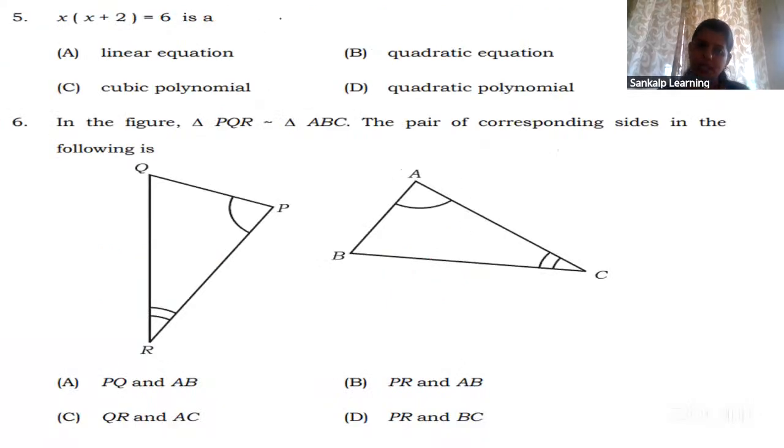x into x plus 2 is equal to 6, which type of equation is it? If I multiply x into x, that is x square plus 2x is equal to 6. Transfer this 6 to this side, then x square plus 2x minus 6 equal to 0. Now this equation is in the form of ax square plus bx plus c, right? So this is a standard form of quadratic equation. So this equation is a quadratic equation.